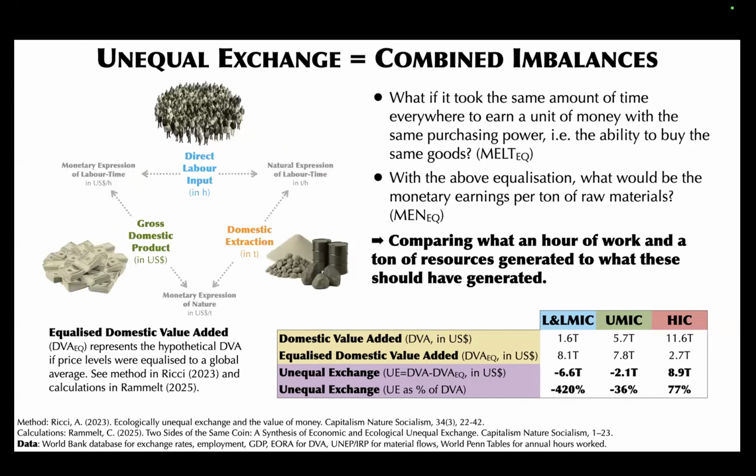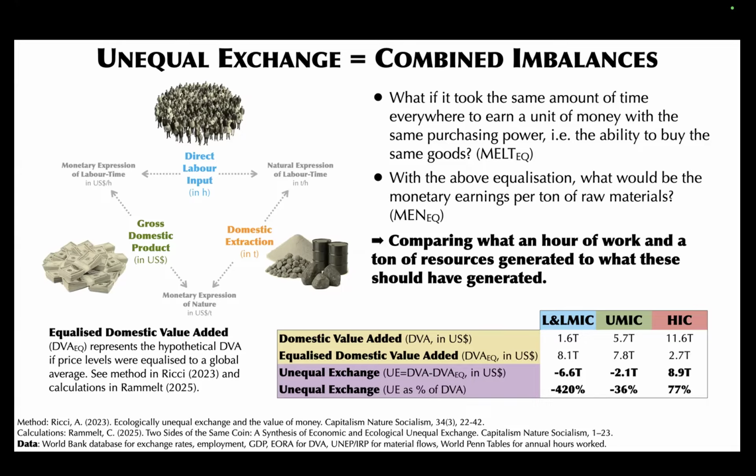So there have been some efforts recently to try to link up these different forms, these different imbalances. I'm not going to explain exactly how it's done, but it's basically saying, okay, we have a monetary imbalance, we have a labor imbalance, and we have a resource imbalance, and take them together and explore what if it would take the same amount of labor time everywhere in the world to earn a unit of money with the same purchasing power, meaning to be able to buy the same goods. Again, it's this sort of hypothetical equal situation, and we're comparing it to the current unequal situation.